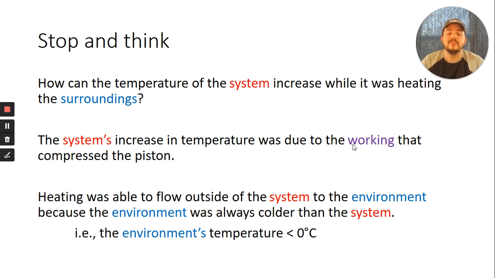So the heating was able to flow from the system to the environment, to the surroundings, because the environment was colder than the system. We don't care about the fact that the system's energy or the system's temperature increased for heat flow. What we care about is the relative temperatures between the environment and the system. So even though the system's temperature increased from 0 degrees Celsius to 28 degrees Celsius, the environment must have always been colder than that 0 degrees Celsius, which is why that heating direction flow was from the system outside the system. Got some animations to help with that idea in the next video.